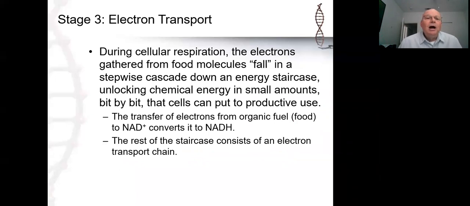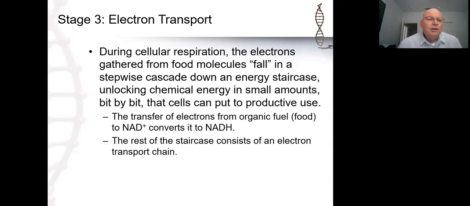So remember, I liken the electron transport process to a cellular staircase. It's a sequence of protein complexes, 3 mainline complexes plus one that sits off to the side, that allows the electrons from NADH and FADH2 to pass down an energy staircase.